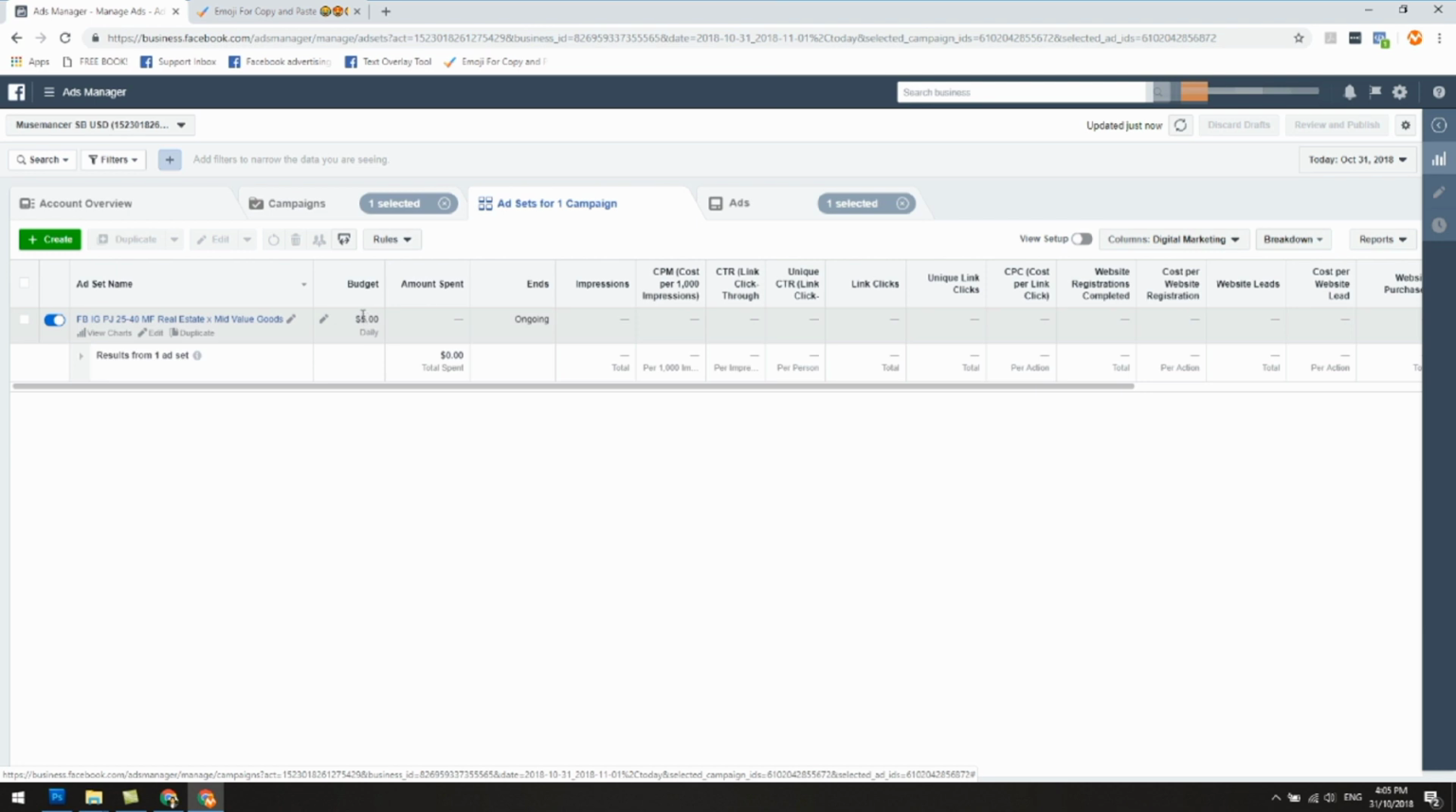Now, the question is that you probably want to duplicate the ad set and target other types of interest, and that's okay. All right, a lot of people do that. It's quite normal to have multiple ad sets in one campaign. So in this campaign, we're targeting the real estate interest with mid-value goods, and let's just say you're going to target another keyword or detailed interest.